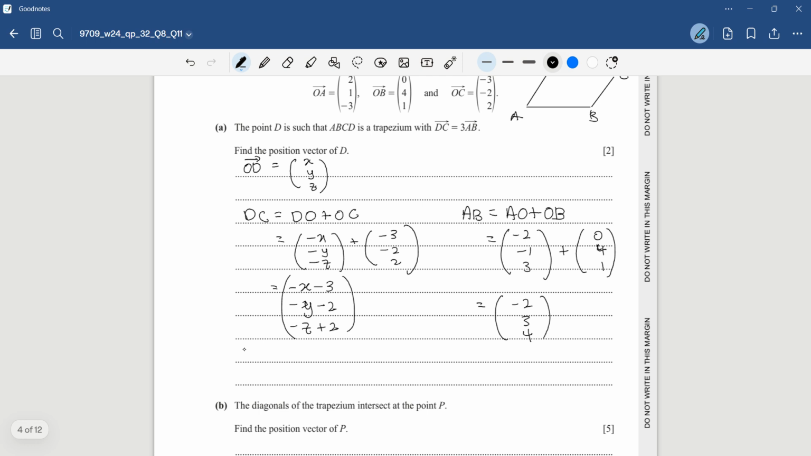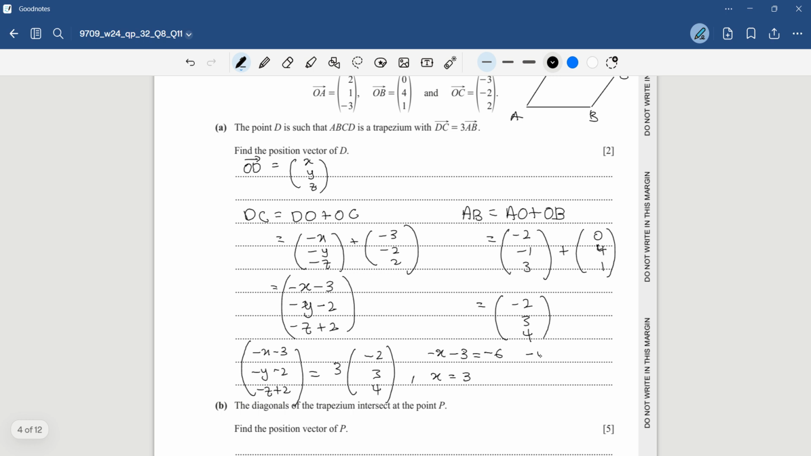Just continue here. So my DC equals 3AB, which is going to be negative X minus 3, negative Y minus 2, negative Z plus 2 is equivalent to 3 times negative 2, 3, 4. Since they are equal, I can write negative X minus 3 equal to 3 times negative 2, which is negative 6. Therefore, X is equivalent to 3.